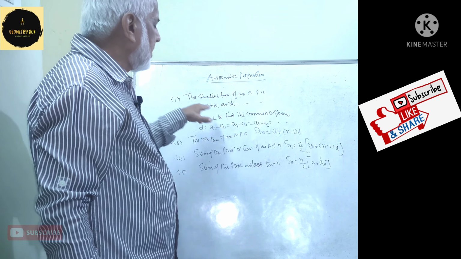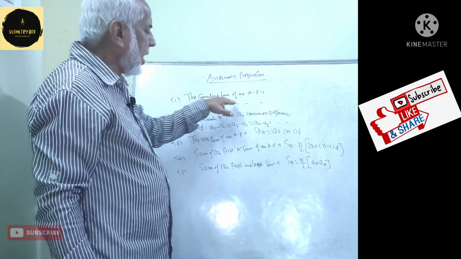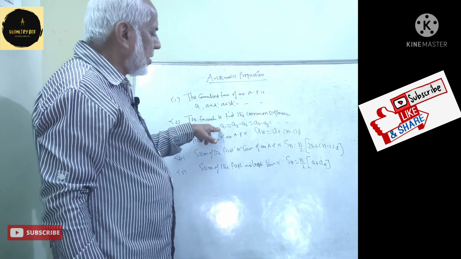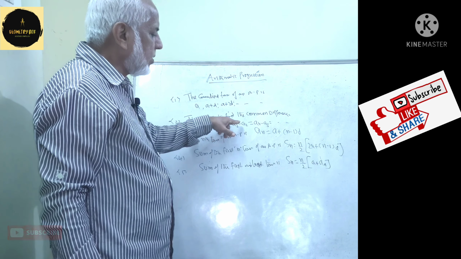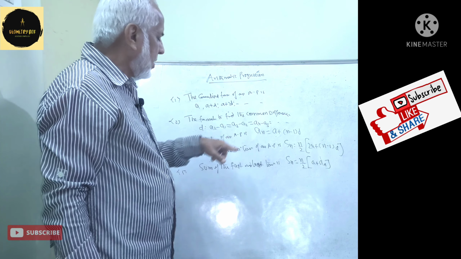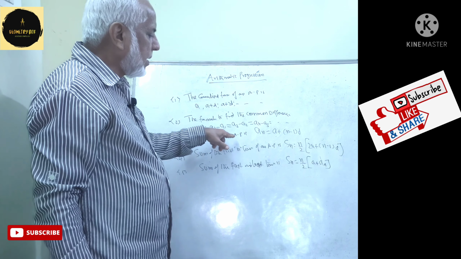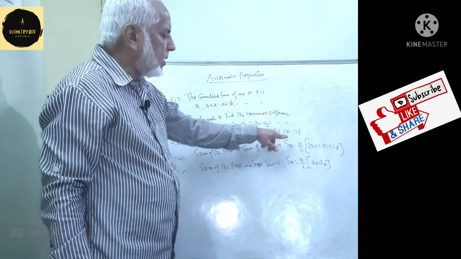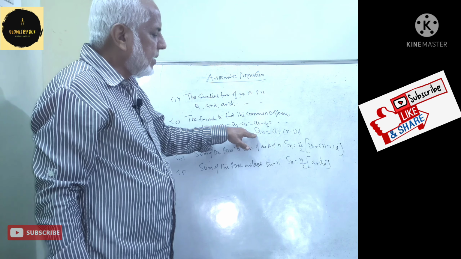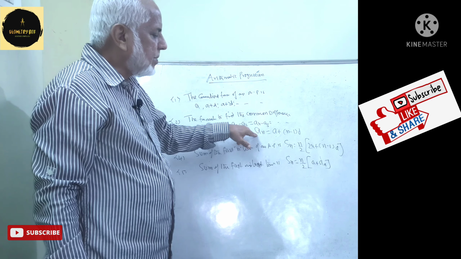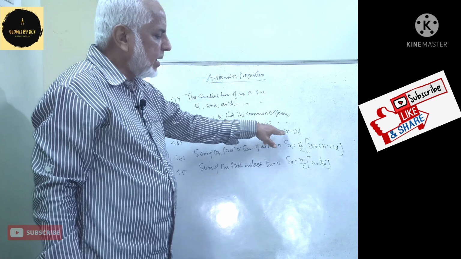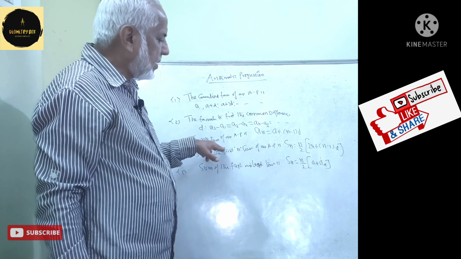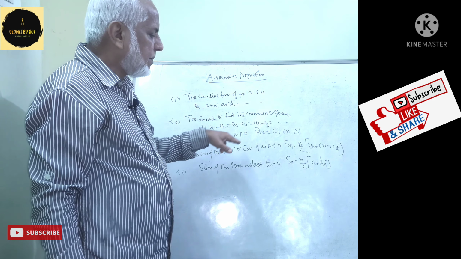Let us recap what we studied today. The generalized form of an AP is a, a plus d, and so on. The formula to find the common difference is d is equal to a2 minus a1 is equal to a3 minus a2 is equal to a4 minus a3. The nth term of an AP is an is equal to a plus n minus 1 into d, where an is called the nth term or last term, a is the first term, n is the number of terms, and d is the common difference.